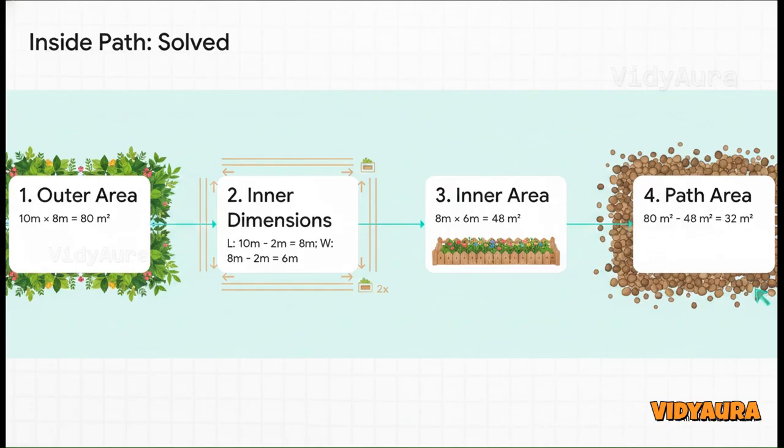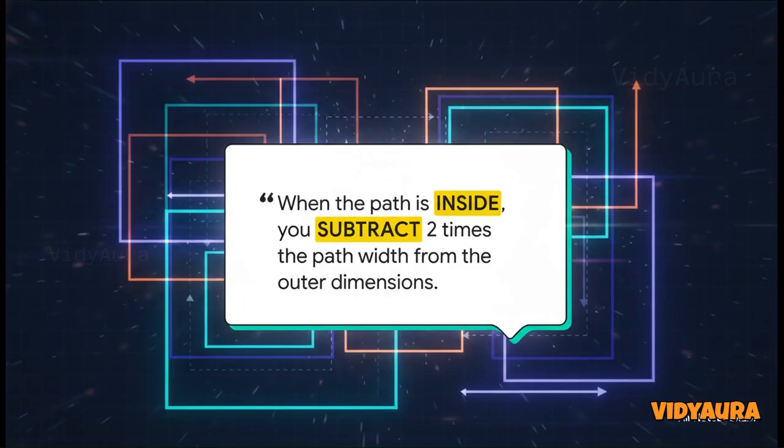Now, here's the crucial move. To find the size of that smaller, inner garden, the green part, we have to subtract the path's width from both sides of the length and from both sides of the width. That's why we subtract 2 times the path's width. So our new inner garden has an area of 48 square meters. And now we just use our master formula, outer area minus inner area, which gives us a path area of 32 square meters. Boom.